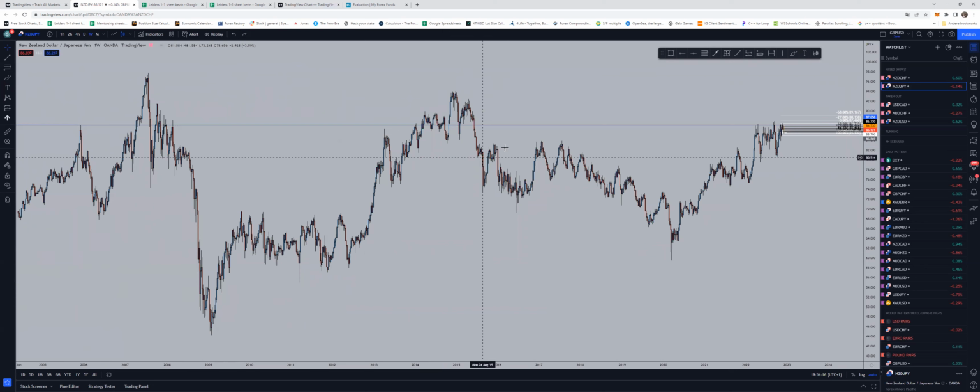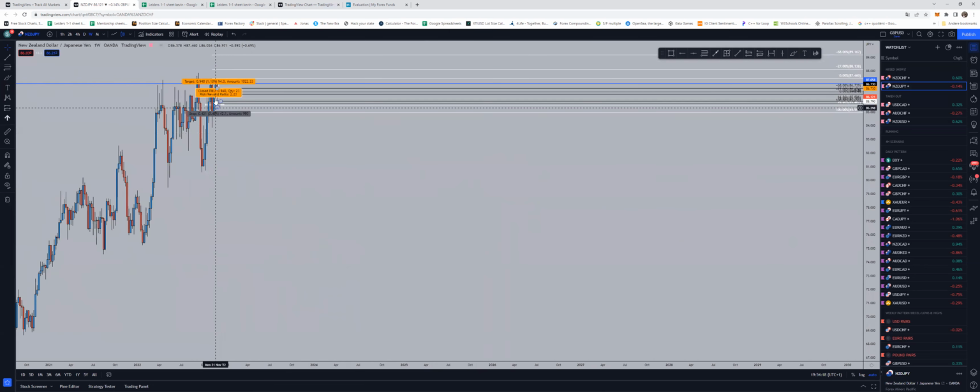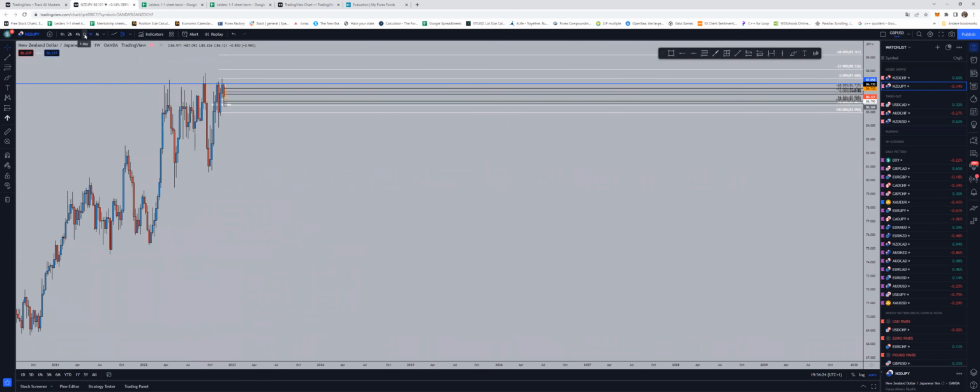So I will delete my drawings here. Okay, so we had here that weekly bullish candle close. We were at weekly highs, weekly selling zone. So I wasn't looking at taking a trade. I was looking at NZDUSD back then.